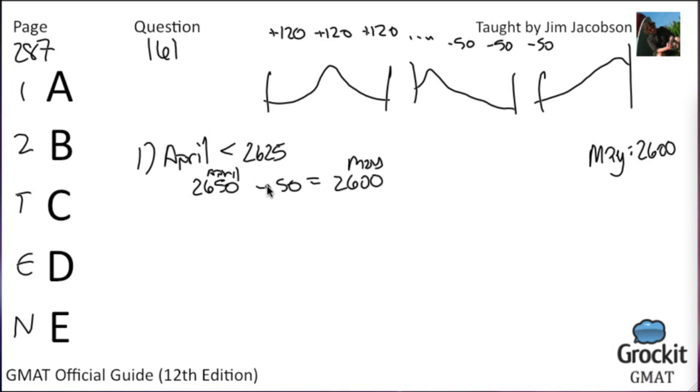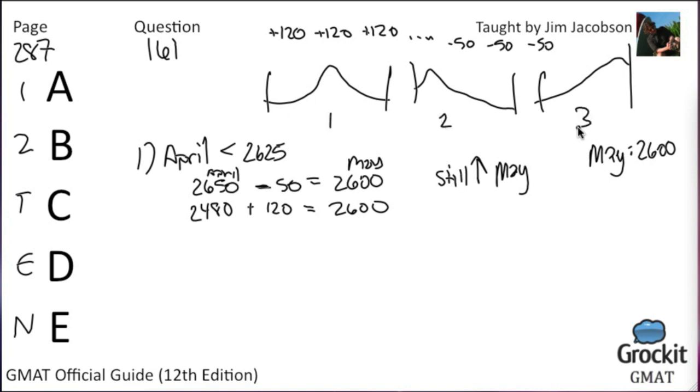Or, April would have had to have been higher for him to have subtracted 50 in May and have $2,600 at the end of the month, which means that basically April had to have been $120 less. So April actually equaled $2,480 plus $120 equals $2,600. So the moral of the story here is that his account is still going up in May. And knowing that it's still going up in May doesn't tell us about the range of the values because we don't know when he starts making withdrawals. It could be like picture number one, or it could be like picture number three. So maybe he stops mid-year, maybe he stops making deposits in November and only withdraws for 1 month. If we don't know when that happened, it's not going to be sufficient. So statement one is insufficient.